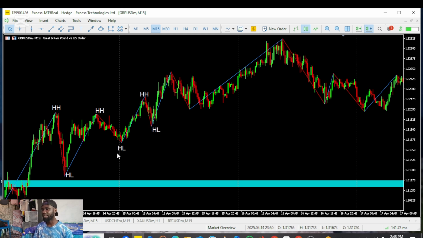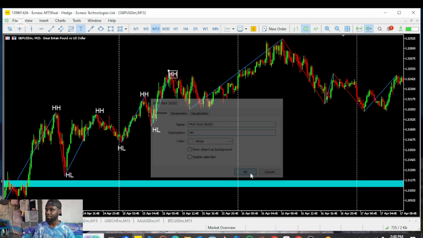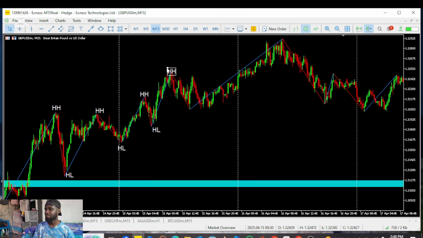So you could see that this market is failing to break the previous support, but breaking the previous resistance, which is the higher high. And you see, it moved up and broke the previous higher high, which is resistance again. So this trend is straight uptrend. See how the trend moves straight uptrend.